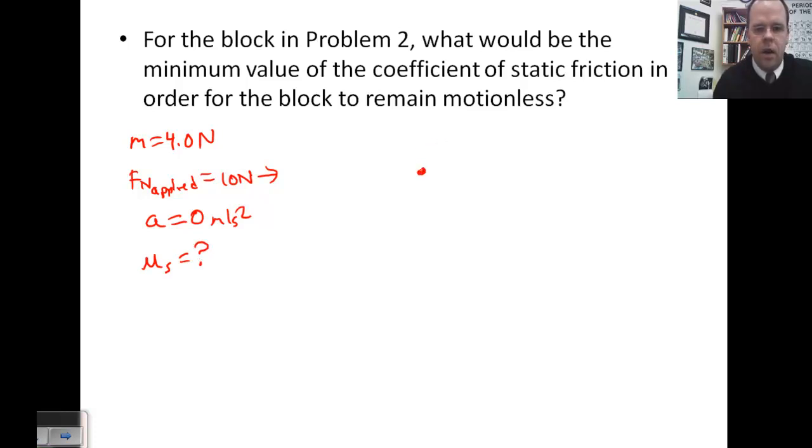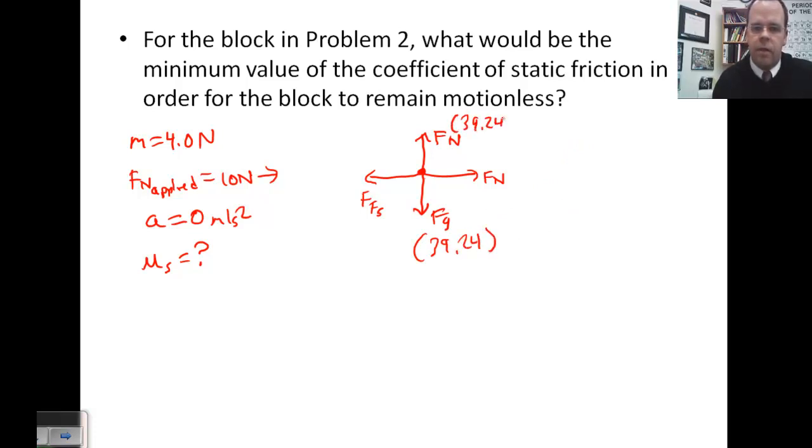We have the same free body diagram, except now it's not moving, so this force normal and this force friction static, we know a couple of things. We know this is 39.24. We solved that in the previous version of the problem. We know this is 10. So the up and down forces cancel out.